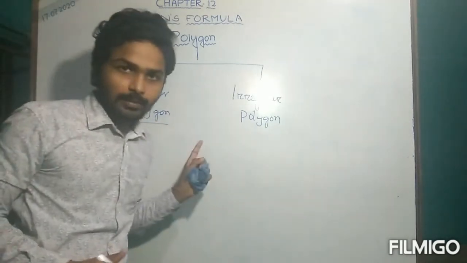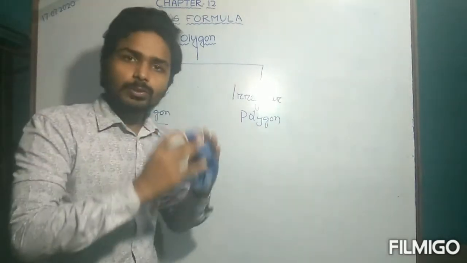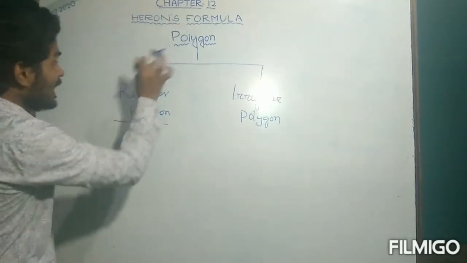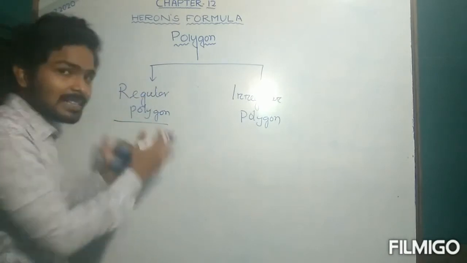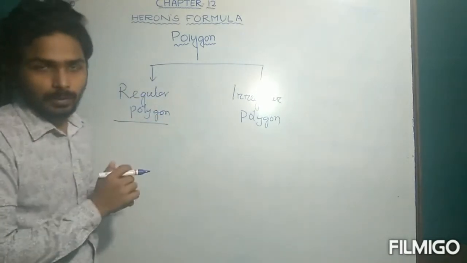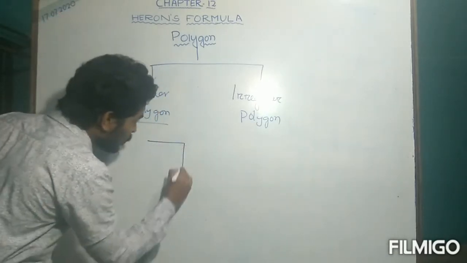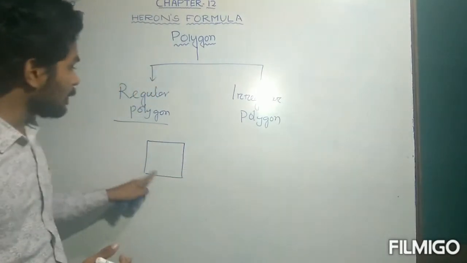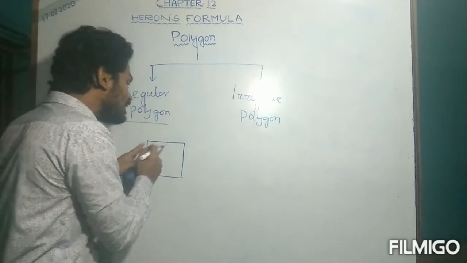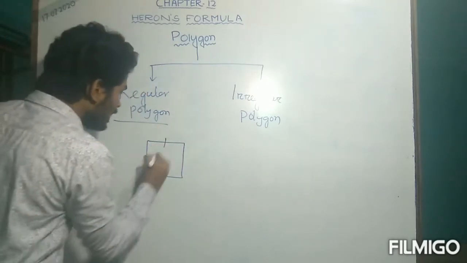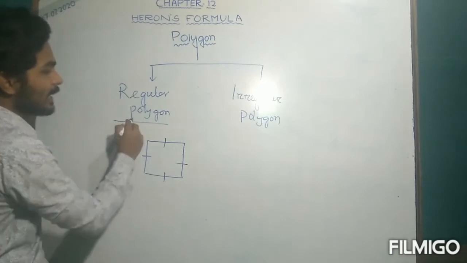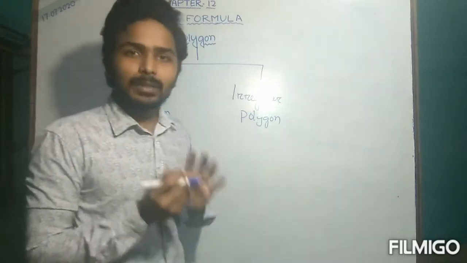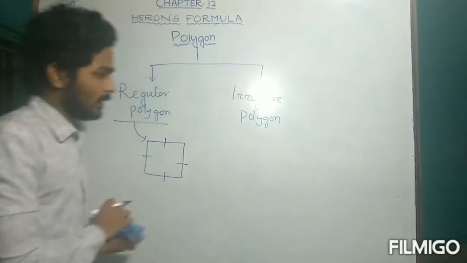Polygon means a closed geometrical figure made up of only straight lines. Any polygon having all the sides equal is known as a regular polygon. For example, suppose this is a quadrilateral. Quadrilateral means it has 4 sides made up of straight lines. And if all the sides are equal, then it is known as a regular polygon. So a polygon in which all the sides are equal is called a regular polygon.